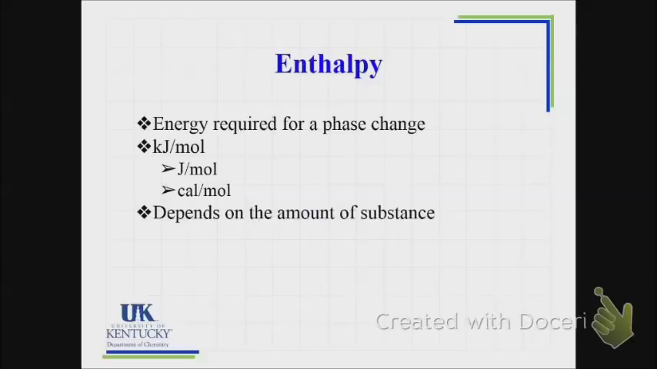Here we're looking at the enthalpy, and so what we're looking at is the energy required for a phase change to occur. Typically, this is given in units of kilojoules per mole, but it may also be seen in joules per mole or calories per mole, and sometimes we'll see it in kilojoules per gram or calories per gram. And what we'll see is that this depends on the amount of substance present. So the bigger the mass, or the bigger the moles of sample we have, the more energy it's going to take to go from the liquid phase to the gas or from the solid to the liquid.